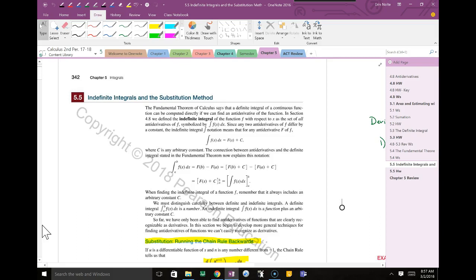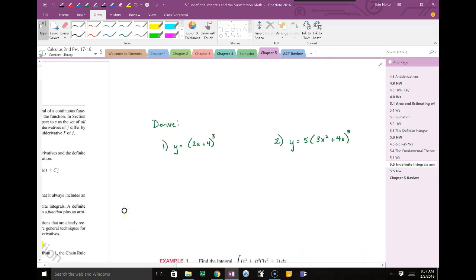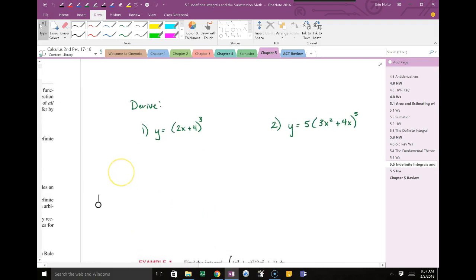So what we're going to do is practice doing the chain rule, understand what we are doing, and then we're going to go backwards. And it's really, for the most part, not much different than doing a basic. There's just a little bit more. There's actually just one more step involved. So let's see if you remember how to derive using the chain rule.